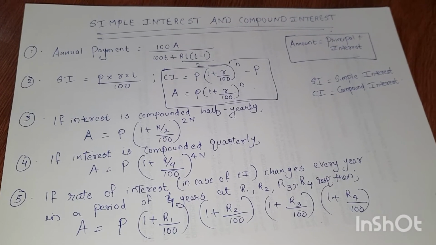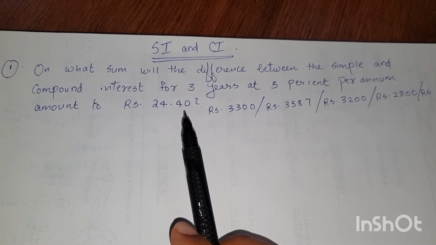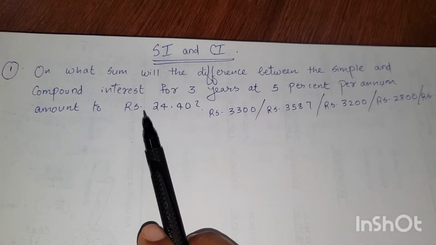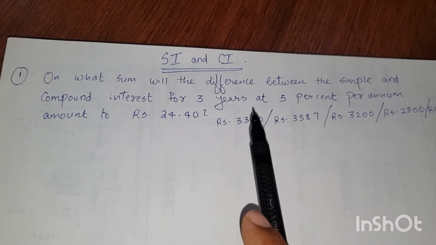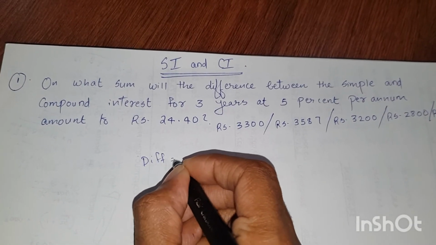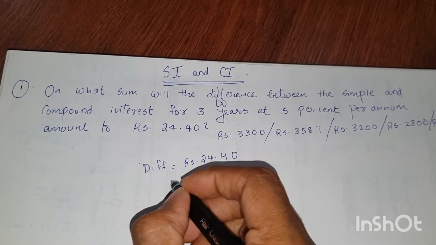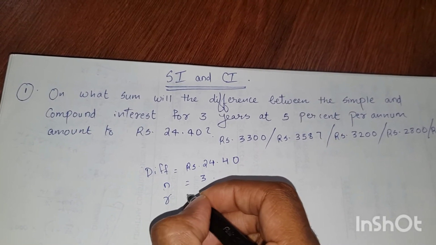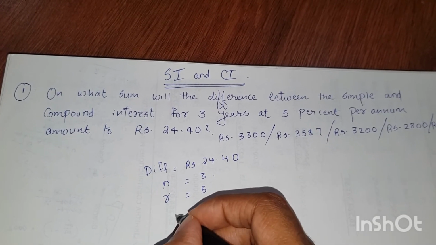So learn these formulas. The first question is a previous year question. On what sum will the difference between the simple and compound interest for 3 years at 5% per annum amount to rupees 24.40? So the difference is given: difference is equal to rupees 24.40. Time is n equal to 3 years, rate of interest is 5% per annum, and we have to find out P.